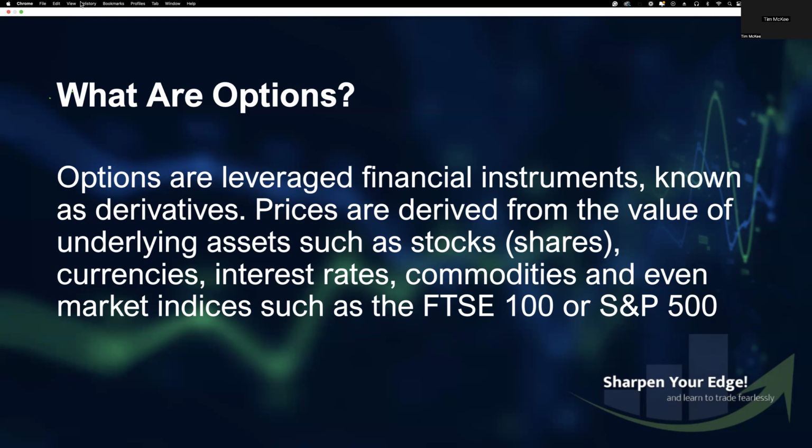So options are leveraged financial instruments known as derivatives, right? Because they derive their price from something else. Prices are derived from the value of the underlying assets, such as stocks, currencies, interest rates, commodities, even market indices, such as the FTSE 100 or the S&P 100.